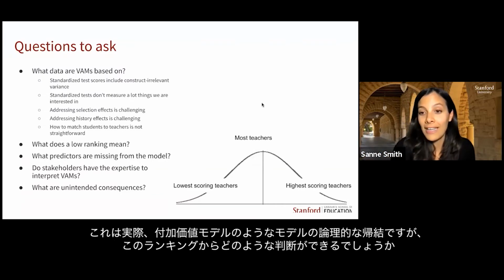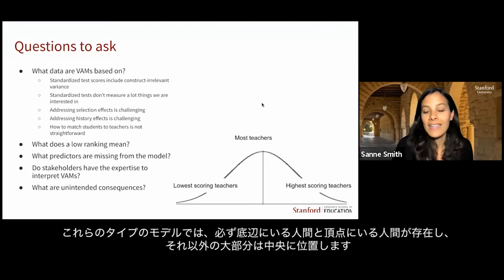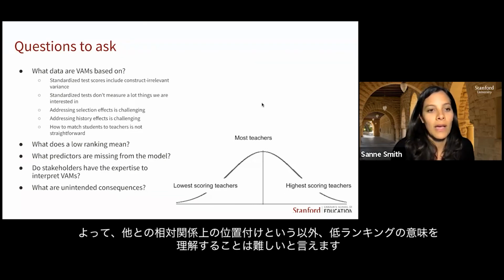This is actually a logical consequence of a model like a value-added model. But how do we decide what a low ranking is? In these types of models, somebody has to be at the bottom and somebody has to be on the top, but most will be in the middle. So it's not straightforward to understand what a low rank is, other than it's just somewhere, relative to others.